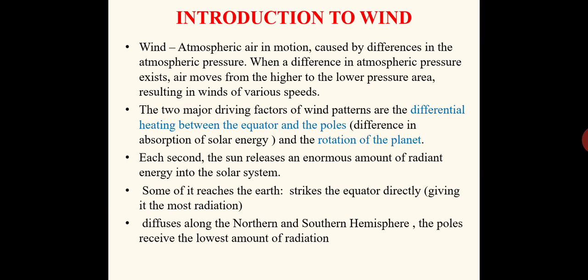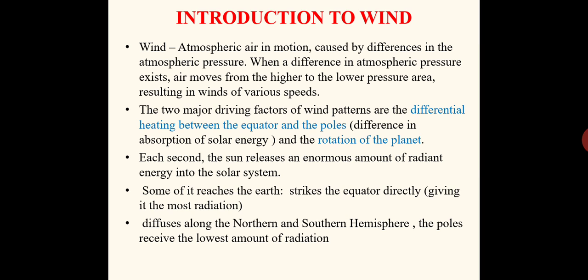If in some area we have higher pressure and in another area we have lower pressure, of course the fluid will flow from the higher pressure region to the lower pressure region. So that basic pressure difference is the cause for the motion of the air, or simply the reason for the wind formation. When a difference in atmospheric pressure exists, air moves from higher to lower pressure areas, resulting in winds of various speeds. So how much pressure difference exists will determine the speed of the wind.